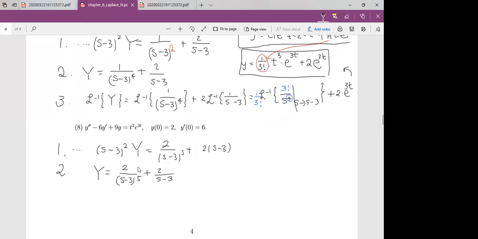All right, the same as before. The only change is this first term. And then you take inverse transform. Then you will see what you need is 1 over 4 factorial t to the 4th e to the 3t plus 2 e to the 3t. By the way, you will let this 2 as well. I mean this 2. Yep. So this is the unique solution.